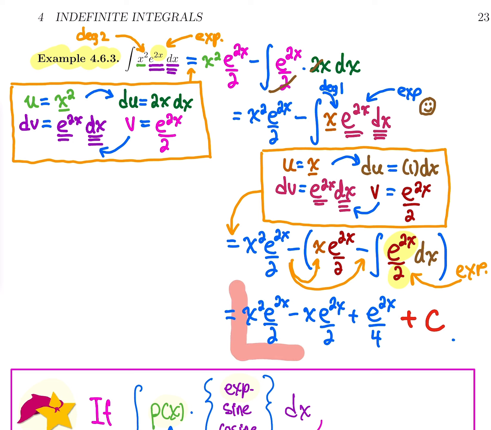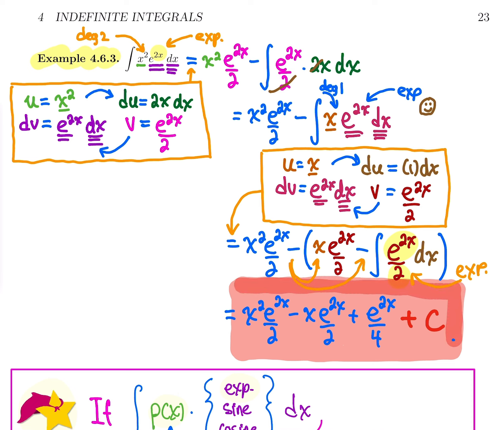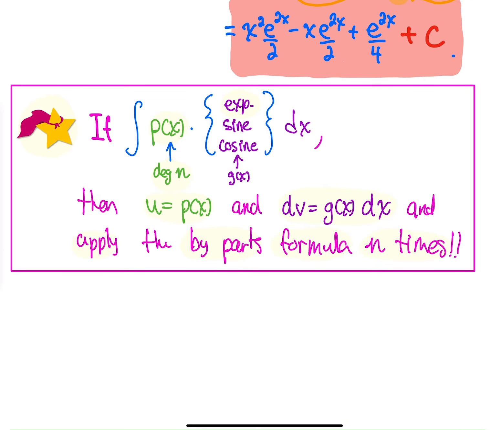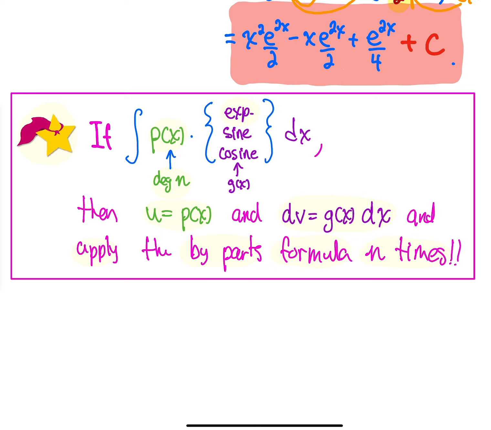So notice that we started with degree 2 times an exponential, and we did by parts twice. In my previous 2 examples, we had a degree 1 times an exponential, and we had to use by parts only once. So I want to end this video with this remark in mind that I have highlighted here with my nice little star flying around.